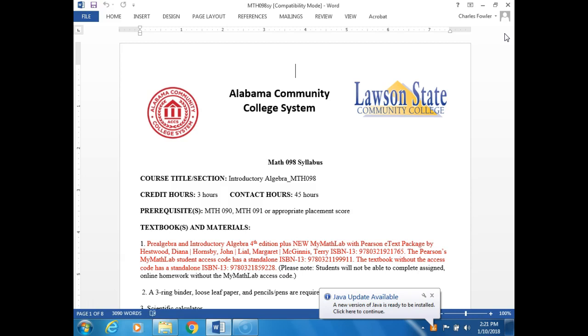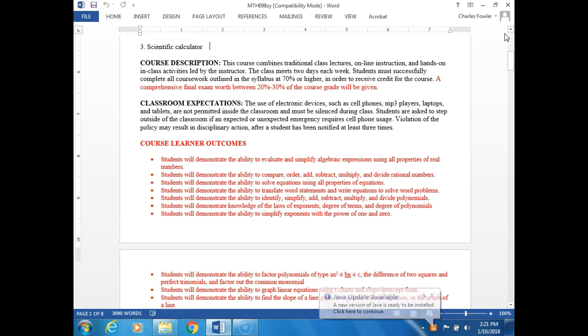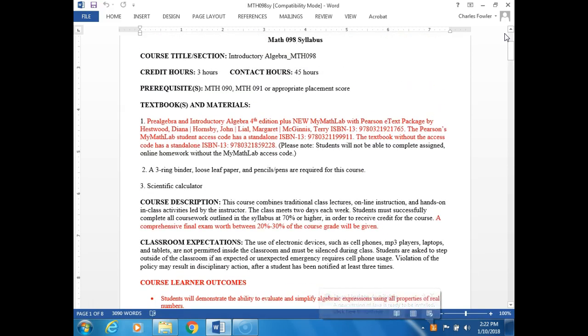Now they say you also need a 3-ring binder. Okay, let me roll this up a little bit. Okay, here we go. 3-ring binder, loose leaf paper, pencils, pens required for the course. I see a few people with 3-ring binders. Frankly, if you don't have a book, I don't see why you need a 3-ring binder. But you do need paper and pencils, and I don't care if you use pens or not, but I'll make a confession right here. When I do math, I tend to make errors, so I like to use pencil personally. But if you're okay with pen, that's perfectly fine.